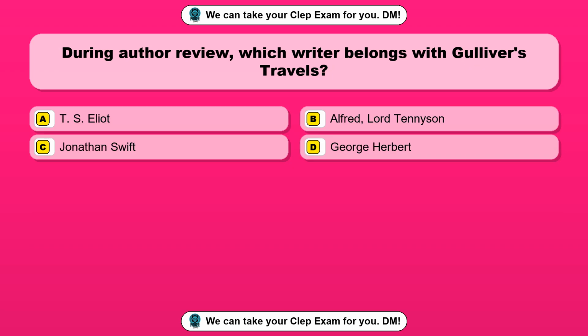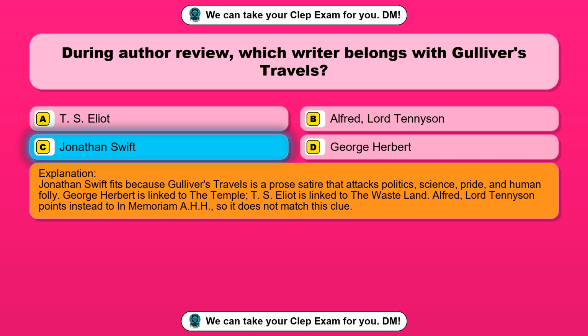Question 10. During author review, which writer belongs with Gulliver's Travels? Option A. T.S. Eliot. Option B. Alfred, Lord Tennyson. Option C. Jonathan Swift. Option D. George Herbert. The correct answer is option C. Jonathan Swift. Jonathan Swift fits because Gulliver's Travels is a prose satire that attacks politics, science, pride, and human folly.